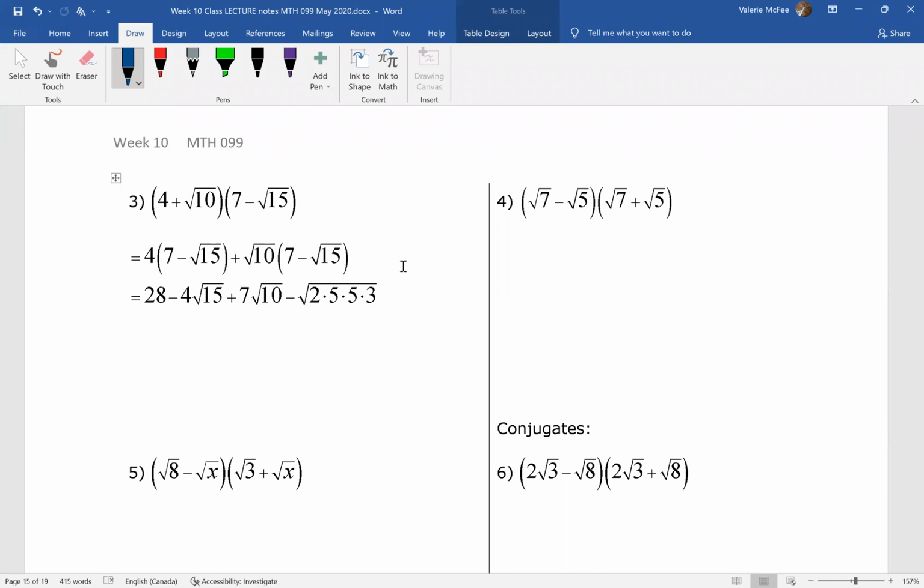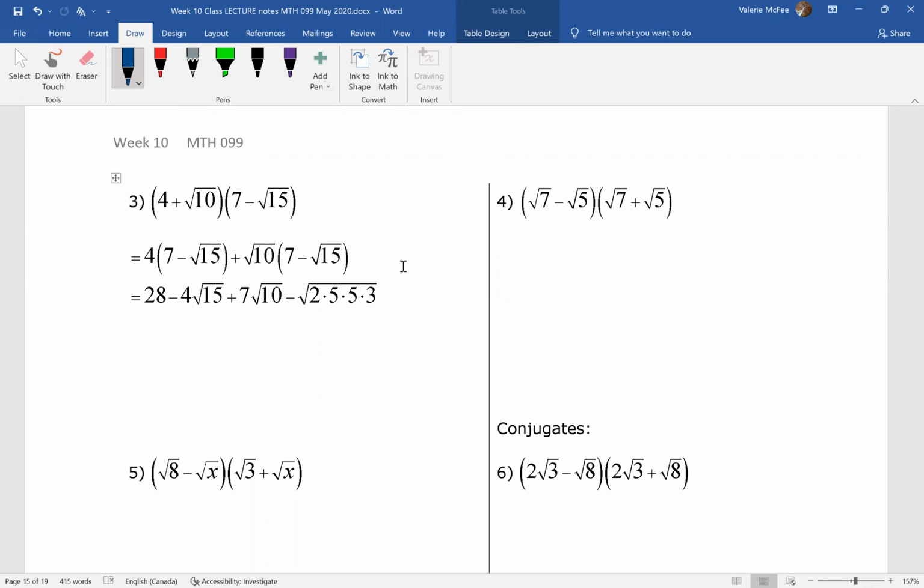So in question 3, we opened the brackets and we had 4 times the second bracket plus root 10 times the second bracket. 4 times 7 is just 28. 4 times negative root 15 will just be negative 4 root 15. Remember, you can't combine them. 4 is not inside a radical sign. Same thing with root 10 times 7.